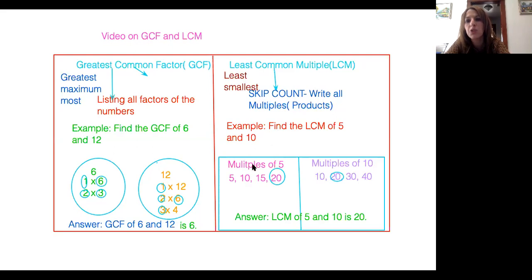So we're going to list all the multiples of 5: 5, 10, 15, 20. We're going to list all the multiples of 10: 10, 20, 30, 40. Now let's look at the purple and the pink, and we notice that both 5 and 10 have 20 in common. Therefore, that is the least common multiple, which is the smallest number. And I hope that this has helped you.